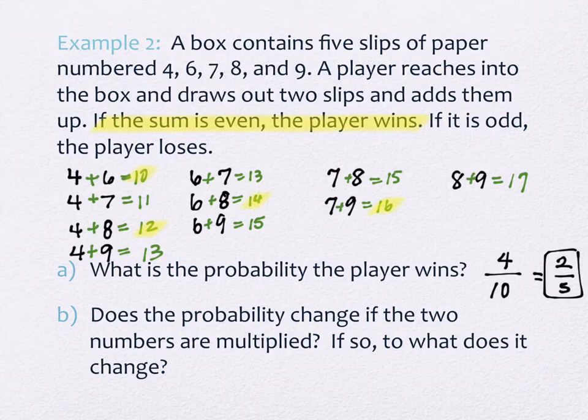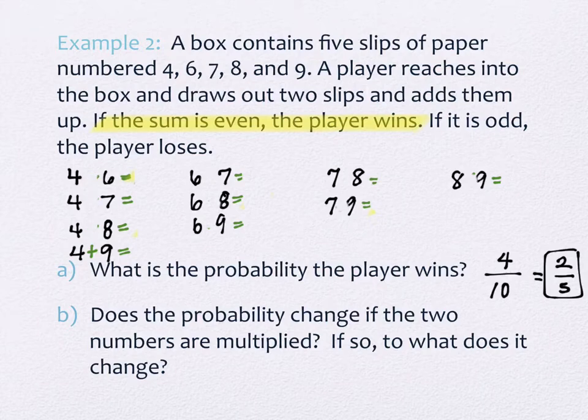The question then asks, does the probability change if the numbers are multiplied instead of being added? And if so, what does it change to? So I'm going to go back and change my problem to do multiplication of these values instead of addition. Okay, so let's multiply. 4 times 6 is? 4 times 7? 4 times 8? 4 times 9?